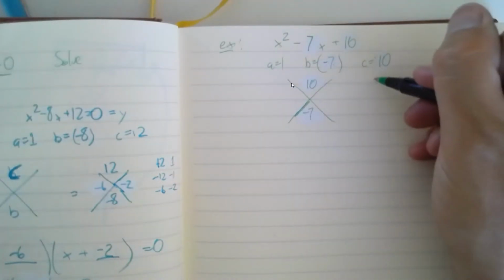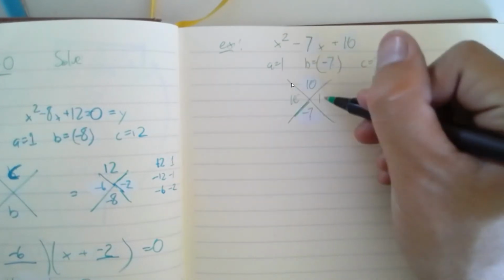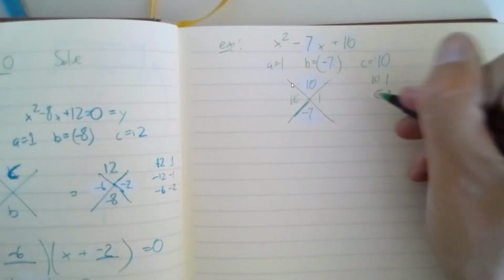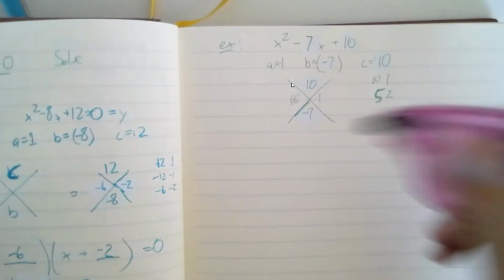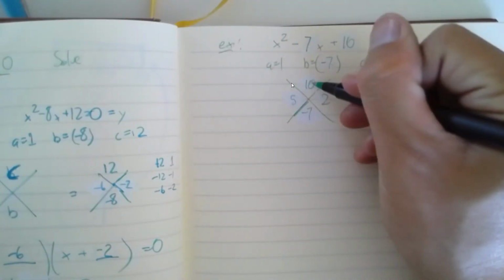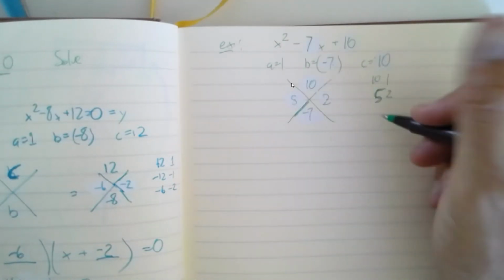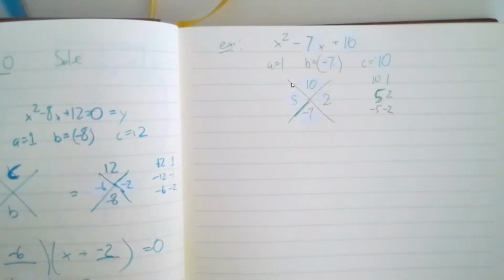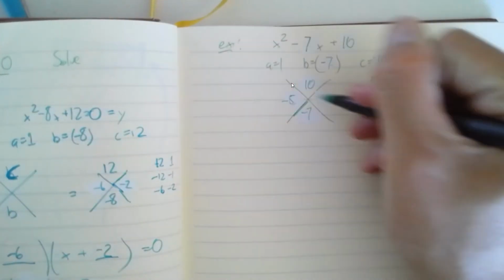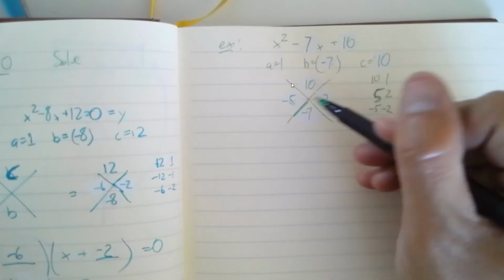So let me try 10 and 1. 10 times 1 is 10, but 10 plus 1 is not negative 7. How about 5 and 2? 5 times 2 is 10, but it doesn't add up to negative 7. But I noticed that 5 plus 2 is equal to positive 7. What if we try negative 5 and negative 2? Negative 5 times negative 2 is positive 10, and negative 5 plus negative 2 is negative 7.